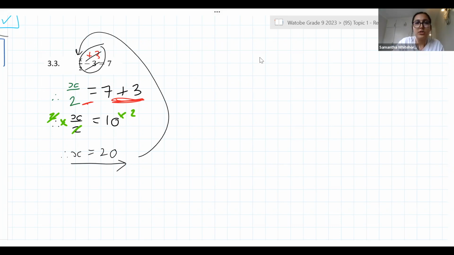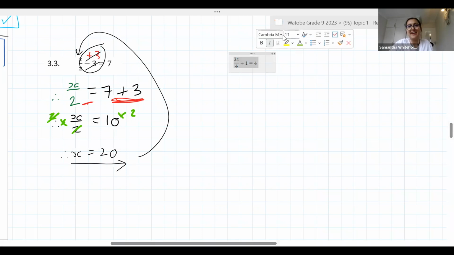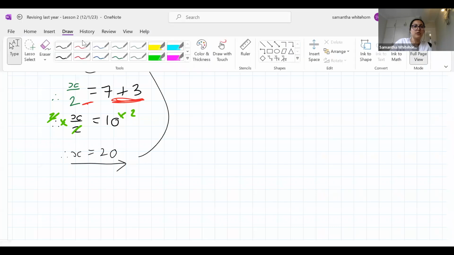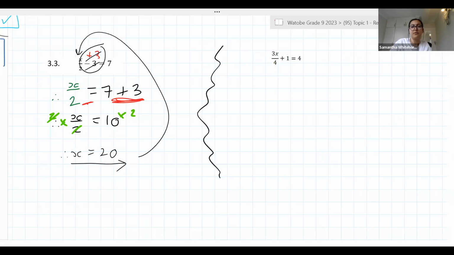Okay, I want us to try another one. Okay, sugar beans, let's try this. 3x plus 1 is equal to 4. So I want you to try this by yourself. I'll leave it there so that you can follow along. I want you to be careful of the fact that there's a fraction. I want you to take note of your inverse operations. And so what I want is the value of x.